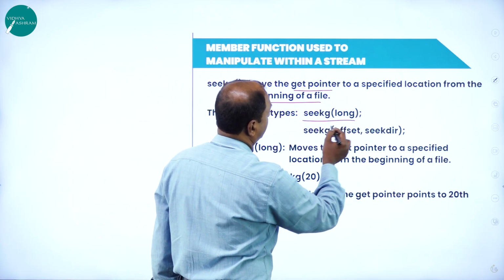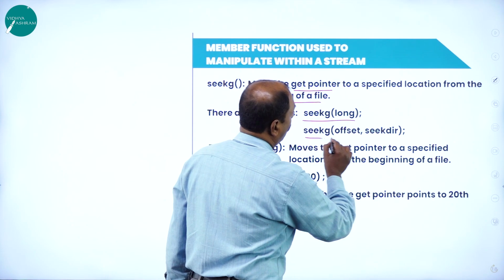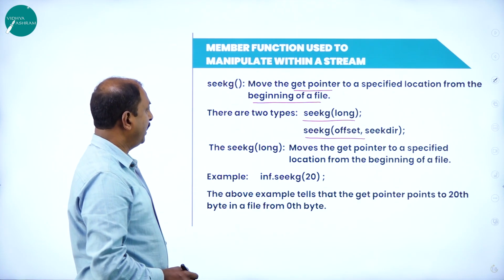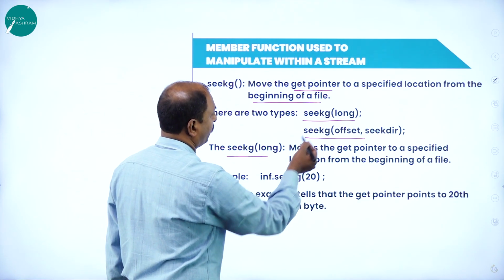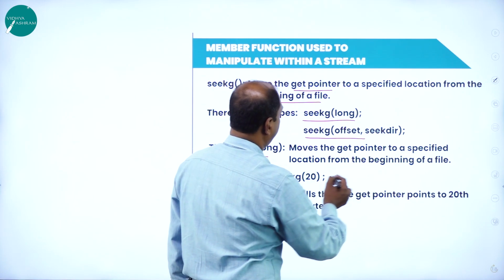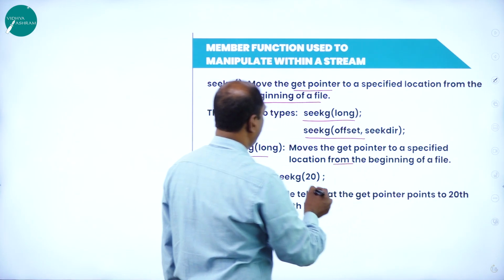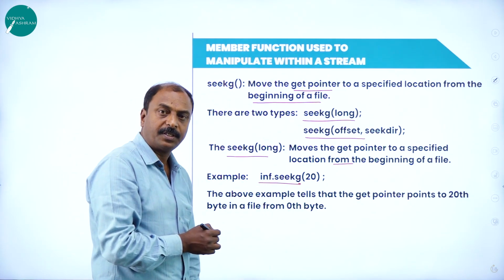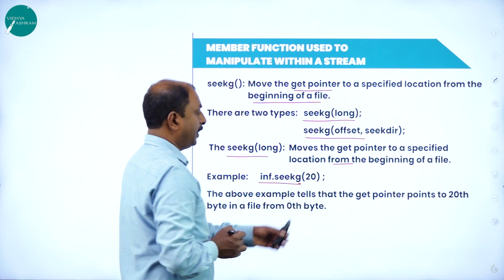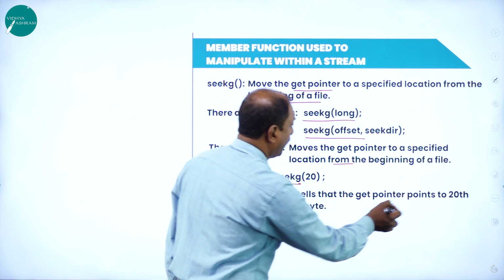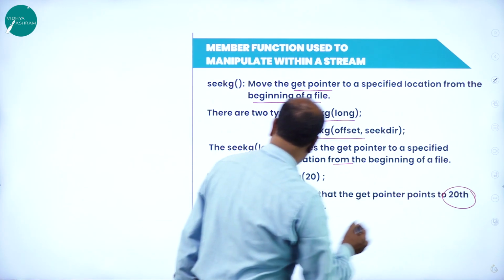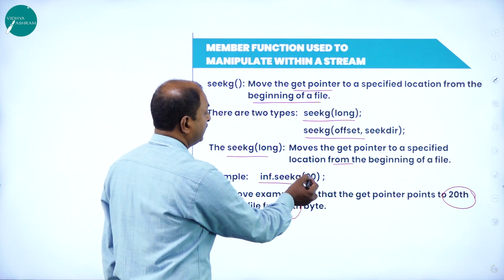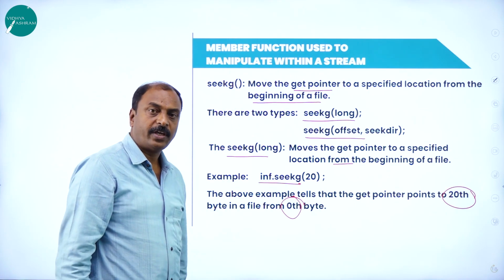And here there are two types. One is seekg(long), which is one syntax. Another one is seekg(offset, seekdir). This is one of the functions. Next one is seekg(long), another function. It moves the get pointer to a specified location from the beginning of a file. Now, for example, inf.seekg(20). Inf is an object here. It means that the get pointer points to the 20th byte in a file from the beginning, or from the 0th byte. This is the syntax of using the seekg function.